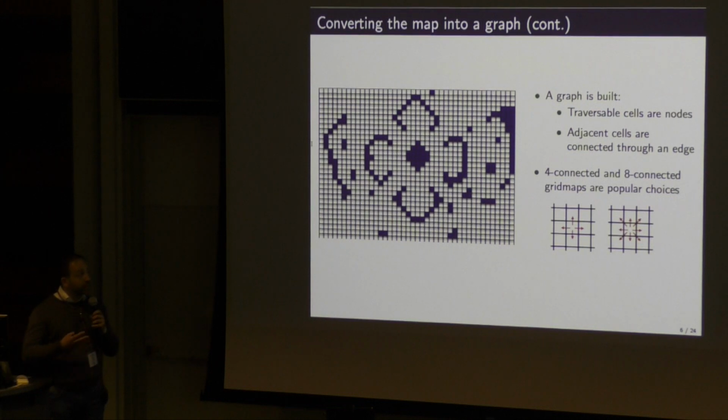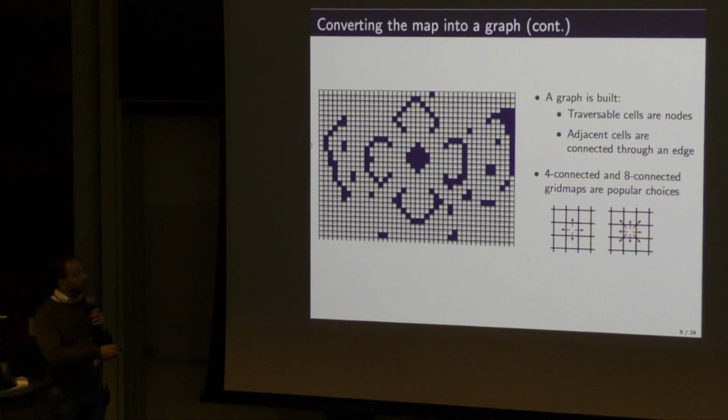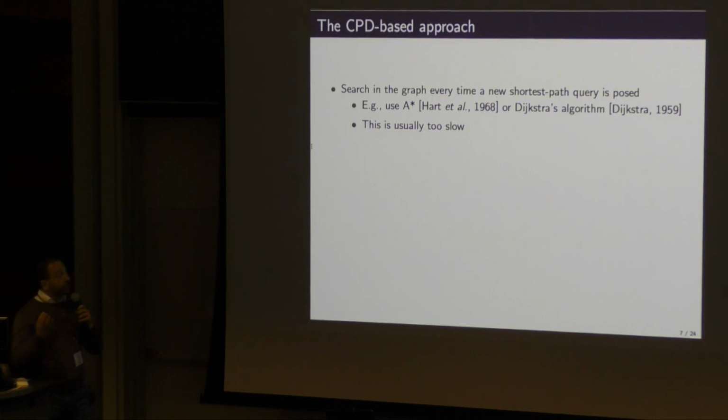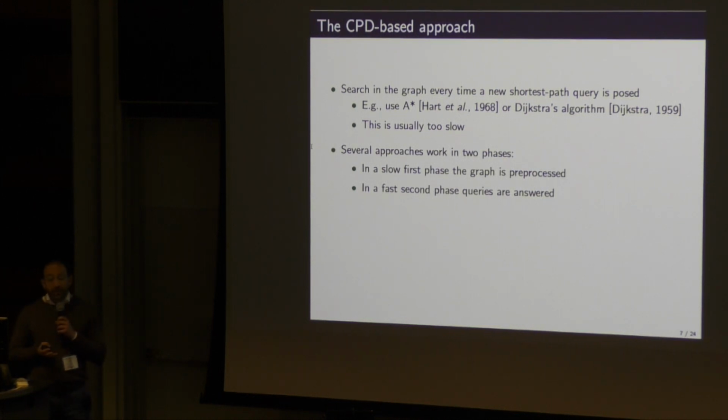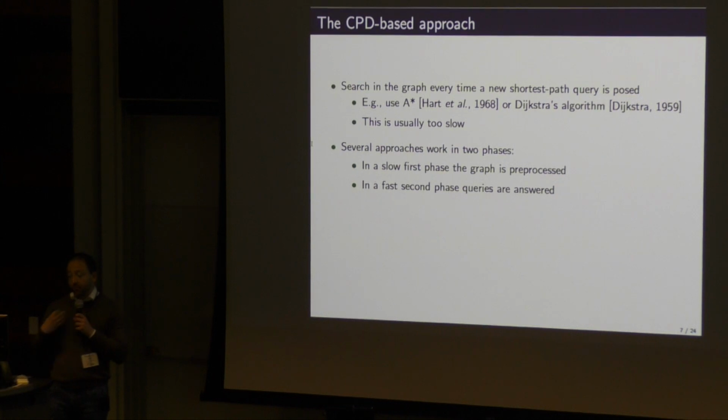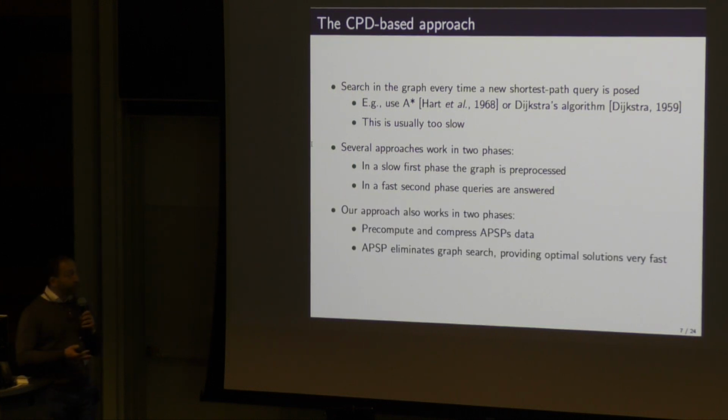Popular choices to deal with this are 4-connected and 8-connected grid maps. In our experiments, we use 8-connected grid maps, so this one. Searching in the graph every time a new shortest path query is posed is usually too slow, so several approaches work in 2 phases. First, the graph is pre-processed, then queries are answered exploiting the knowledge derived during the pre-processing. Our approach also works in 2 phases. First, we pre-compute and compress all-pairs shortest paths data, and then queries are answered exploiting the stored data. Storing the all-pairs shortest paths eliminates the need for searching in the graph during the second phase, and this allows providing optimal solutions very fast.